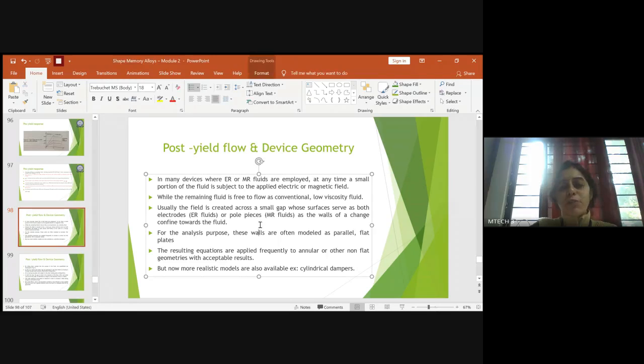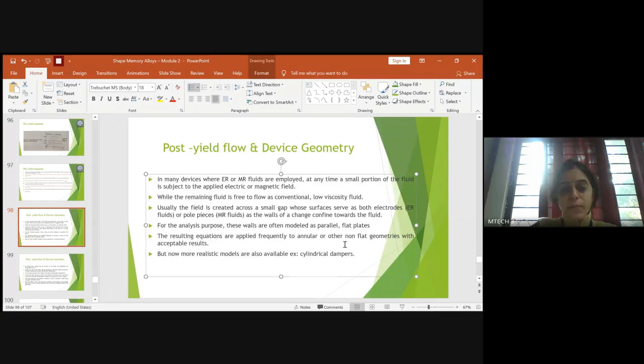Here what you have to understand is, if you have any devices made up of ER or MR fluid, at any time a small portion of the fluid might be subjected to an electrical or magnetic field. Obviously, when you make a smart device using smart fluid, you have to apply either the electric field or magnetic field, but you are applying it to only some portion of the fluid.